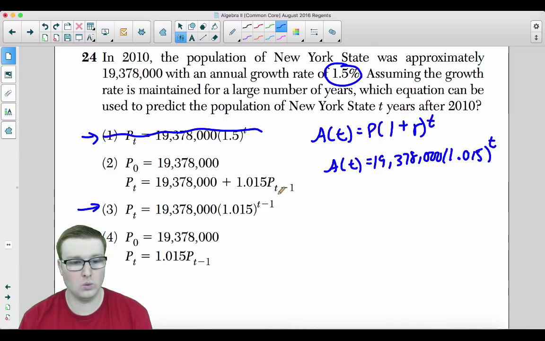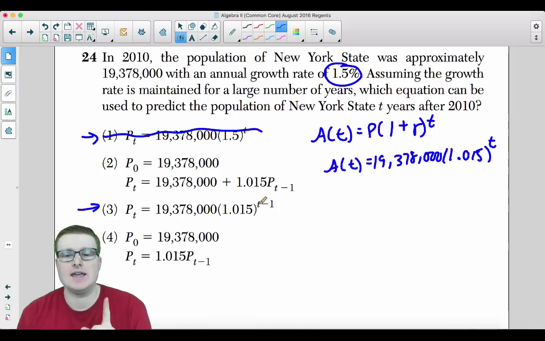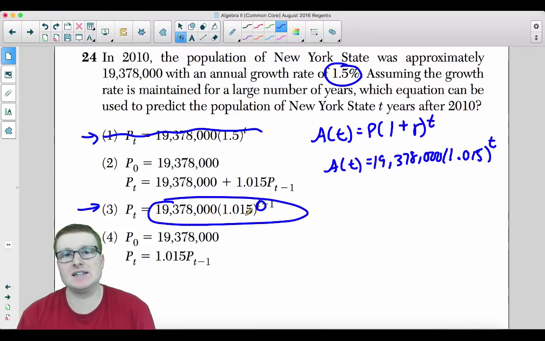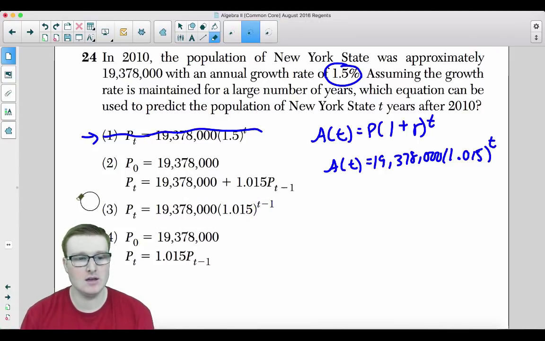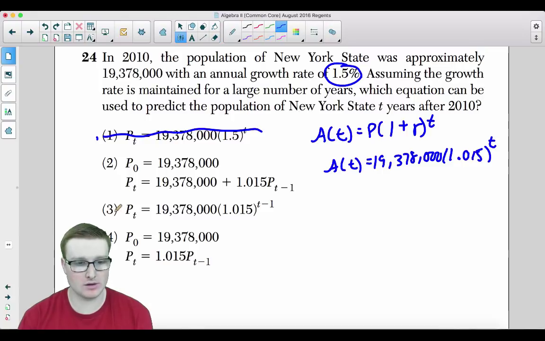Hold on one second. Let me just double check here. If you plug in 0, because if you want to find the initial amount, time equals 0, right? If you plug in t equals 0, that gives you a negative number. And if you multiply these two numbers, it doesn't equal the initial amount. So that can't work either. Okay? So it can't be choices 1 or 3.